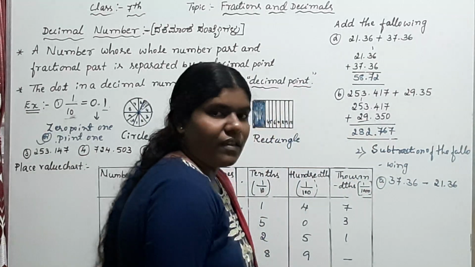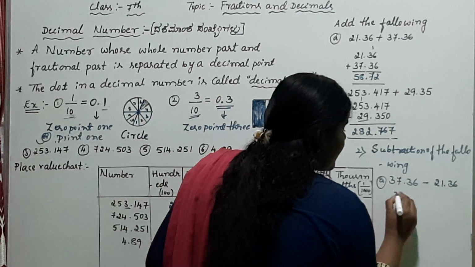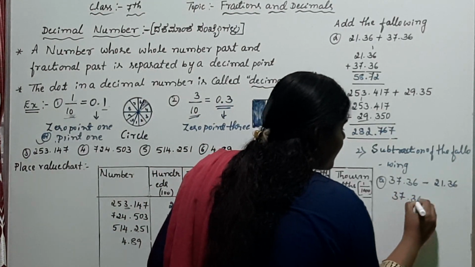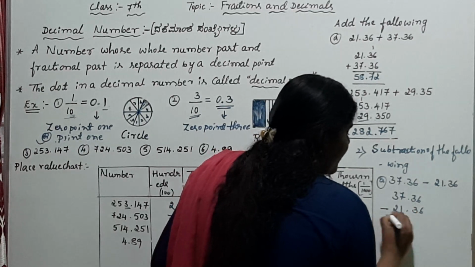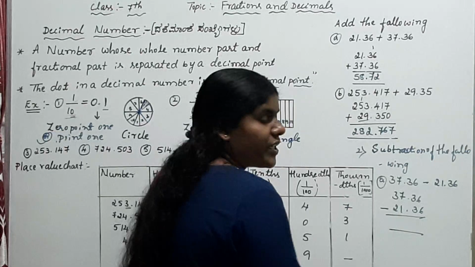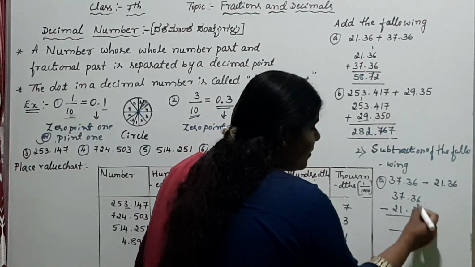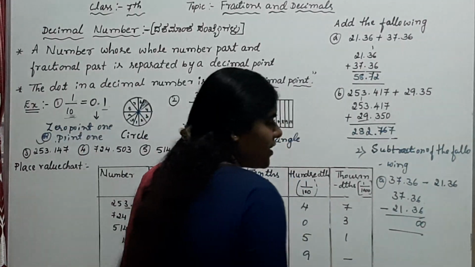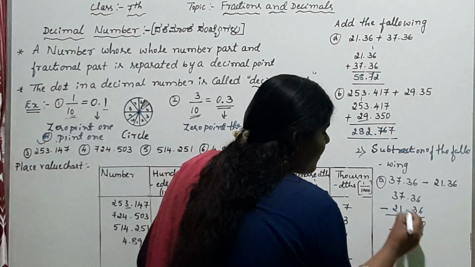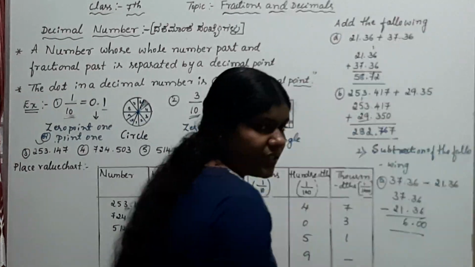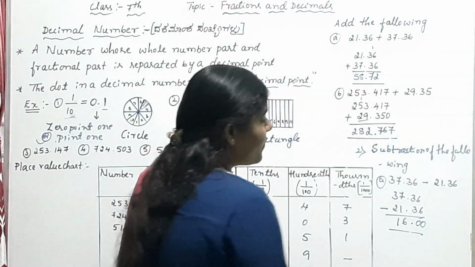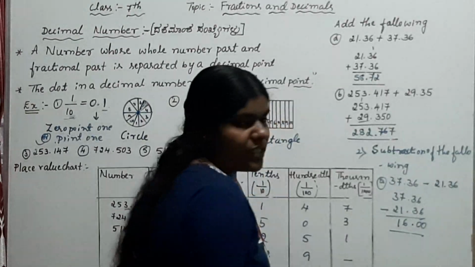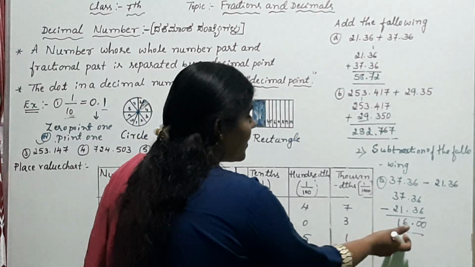21.36. Now you write 37.36 minus 21.36. Now you subtract, children. 6 minus 6 is how much? 0. 3 minus 3 is how much? 0. Here 7 minus 1 is how much? 6. 3 minus 2 is how much? 1. Therefore, what is the answer? 16.0, or 16, is the correct answer.